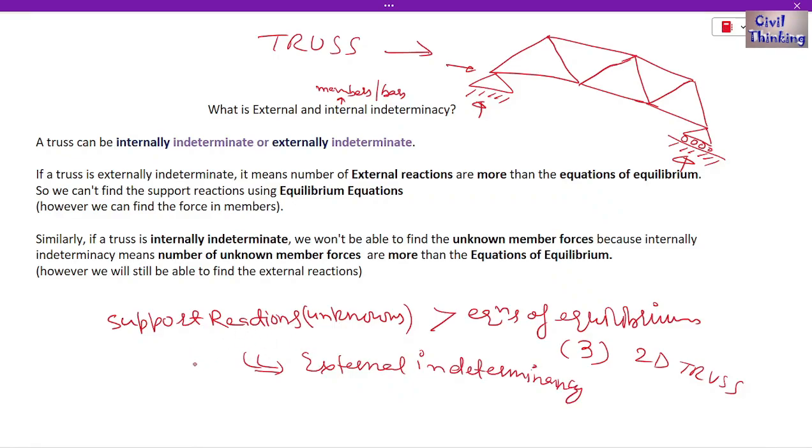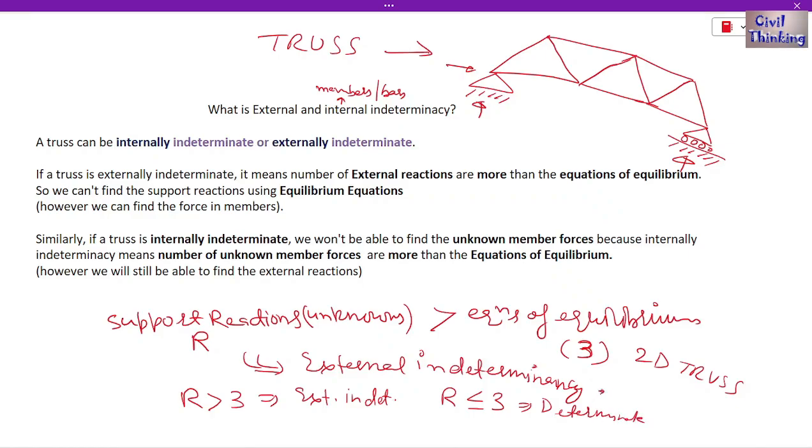Now, let R be the support reactions, and 3 is the number of equations. When R is more than 3, it means what? It is externally indeterminate. Now, when R is less than or equal to 3, the unknowns are less than equations. So yes, we can find the unknowns. So it is determinate.